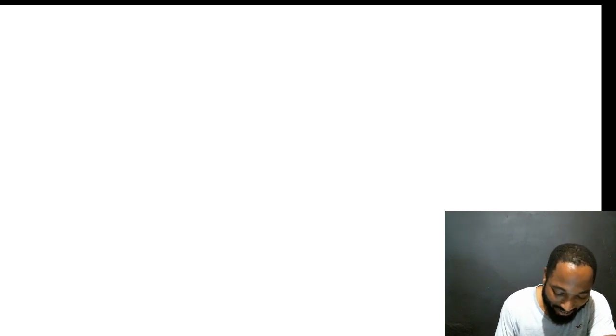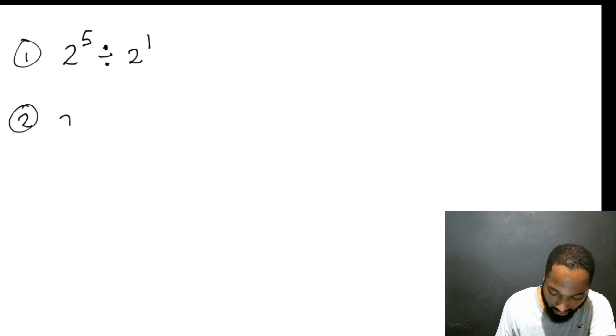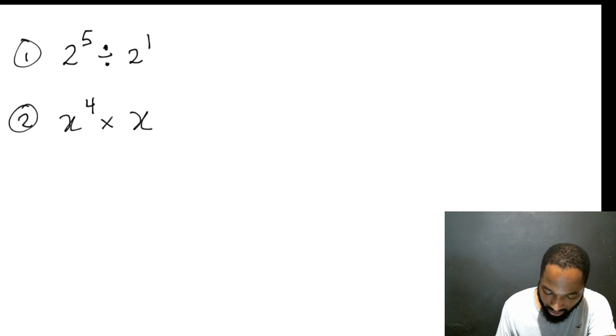All right, so find these answers here. 1. What is the value of 2 to the power of 5 divided by 2 to the power of 1? 2. What is the value of x to the power of 4 multiplied by x to the power of 5? And you notice how I write my x's to differentiate them from the multiply sign. Remember, when you're writing your answers, to write the number next there.